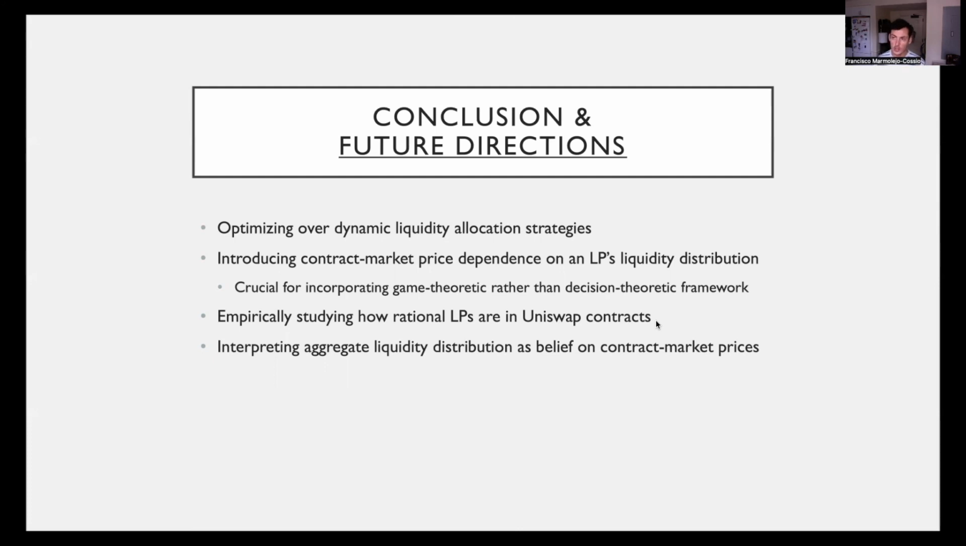And once we add a dependence on liquidity provision strategies, then we are actually going to recover not a decision theoretic problem, but a game theoretic problem. And with this, it'd be interesting to see how rational liquidity providers are actually in Uniswap contracts. And ideally, with this insight on rationality, trying to interpret aggregate liquidity distributions as a belief.